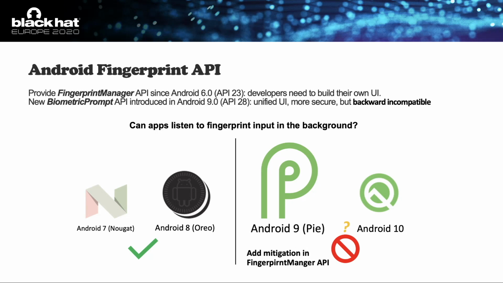If the victim runs Android 8 or Android 7, basically before Android 9, then yes, the app can listen to fingerprint inputs in the background. However, starting from Android 9, they added some mitigation into the Fingerprint Manager API to block the background fingerprint inputs. You may notice that we put a question mark here. So does this mitigation actually work, and can we find any bypass to it?